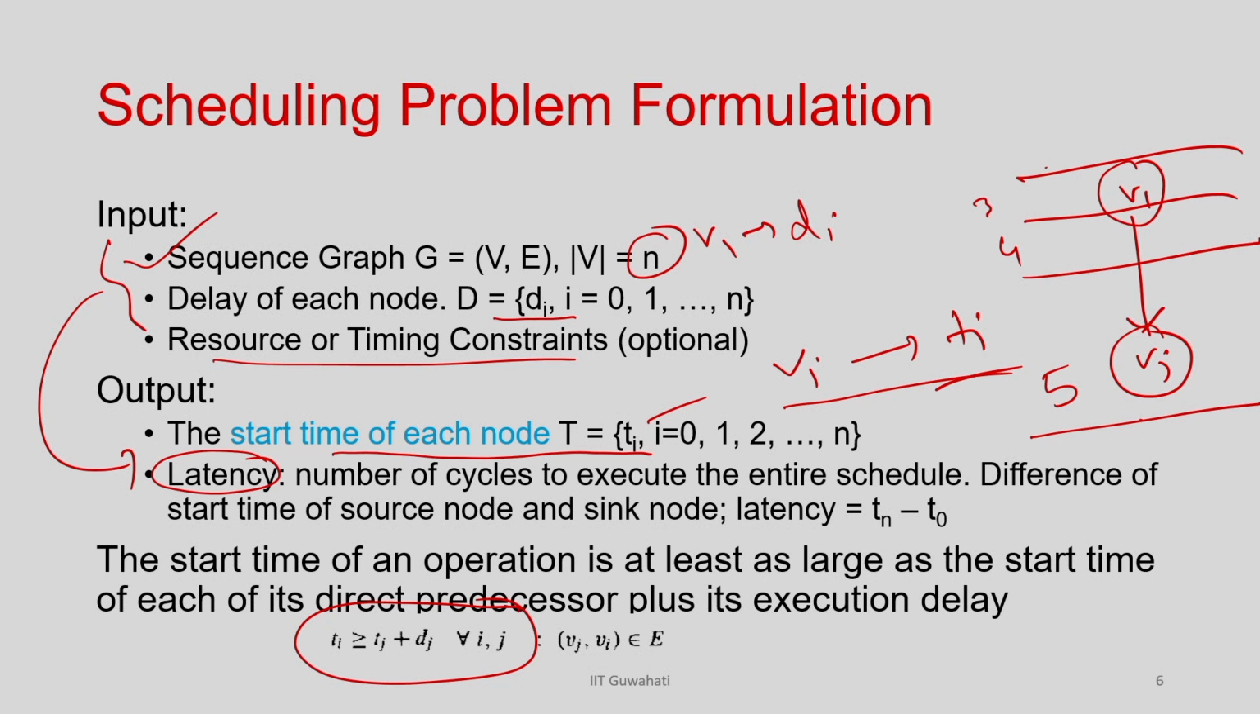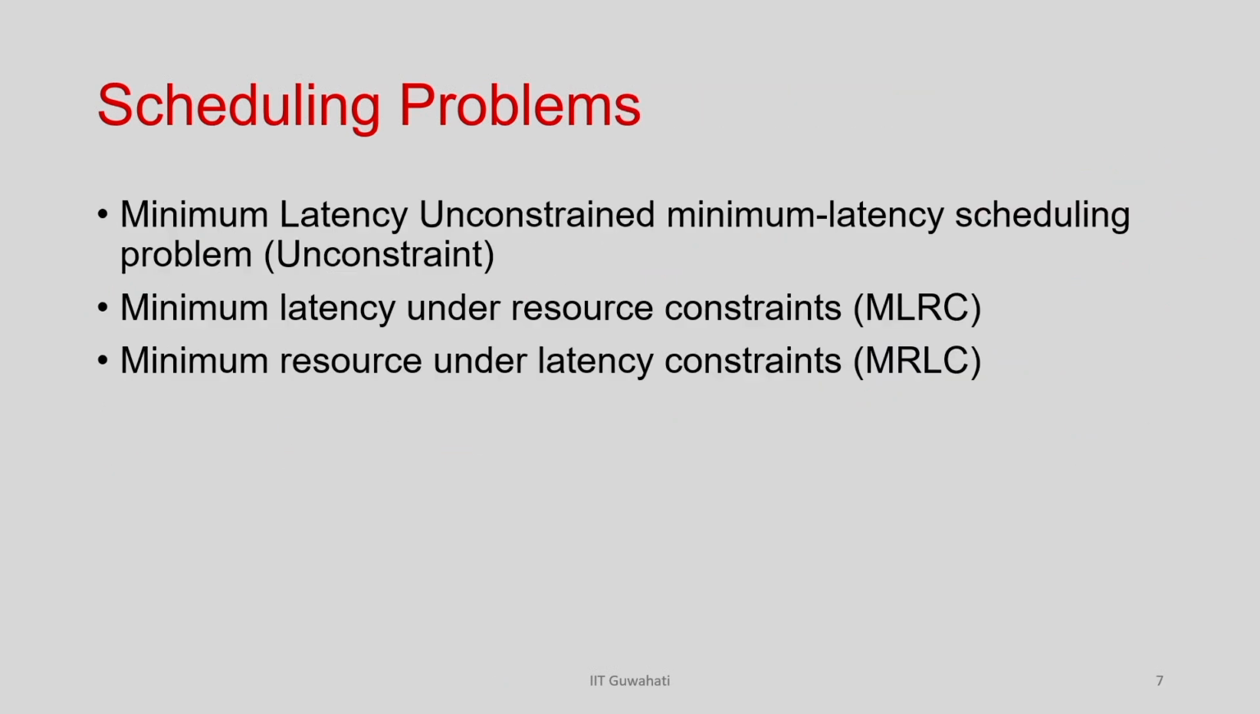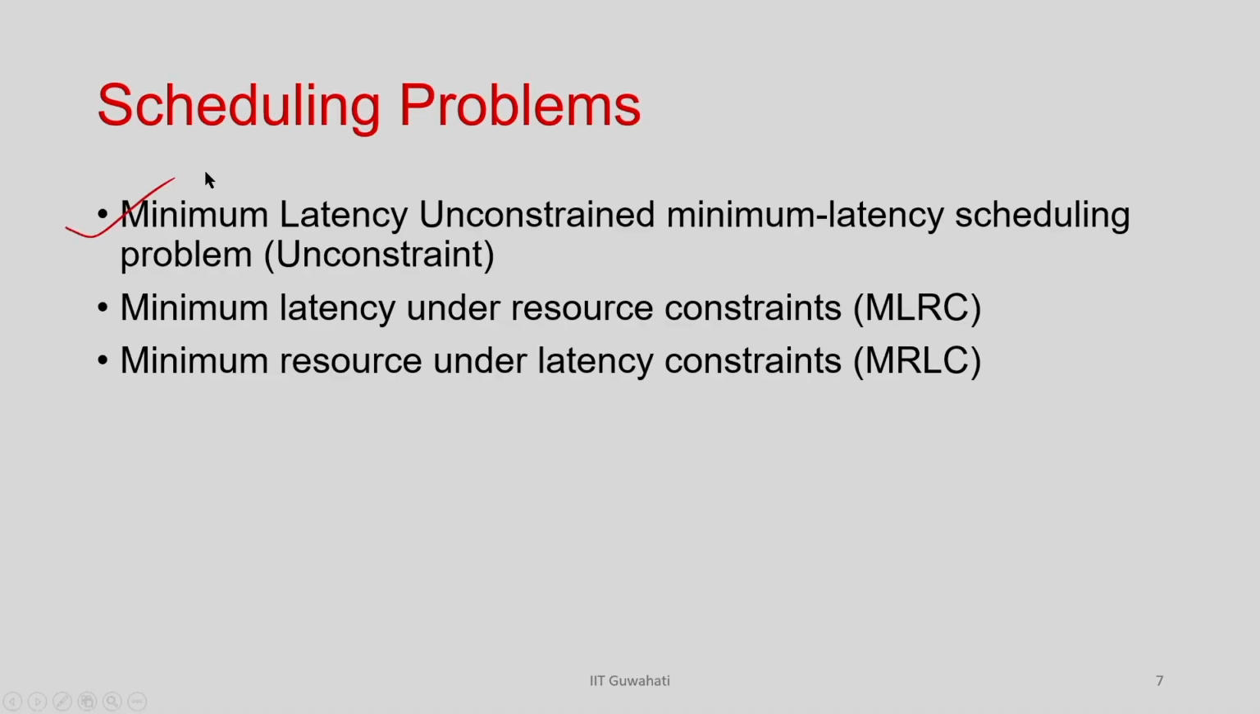Okay. So, this is what we have already discussed in the previous classes, and then based on the given constraints, you can have 3 kinds of scheduling problem. First is the unconstrained, where there is no resource or timing constraint, you just schedule and try to identify the minimum number of timestamps, because since there is no resource constraint, your objective is to schedule all operations using the minimum number of timestamps, right. But the 2 practical problems that are of our interest are MLRC and MRLC, right. So, minimize latency under resource constraint or minimize resource under latency constraint.